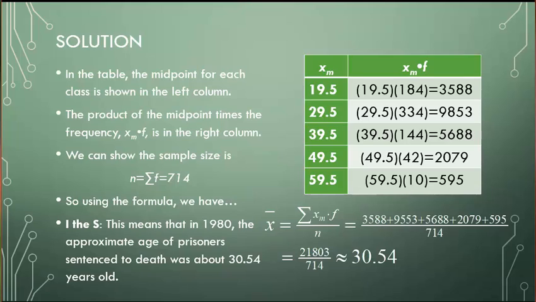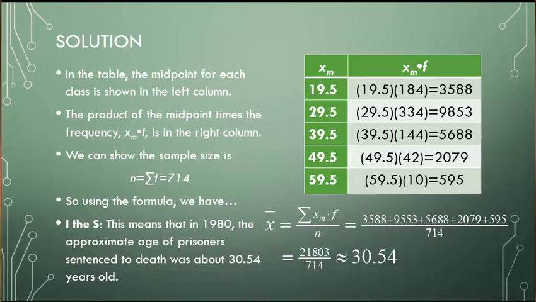So let's interpret that solution now. This means that in 1980, the approximate age of prisoners sentenced to death was about 30.54 years of age. So that's how we can approximate the mean of data that's already been summarized in a frequency distribution.